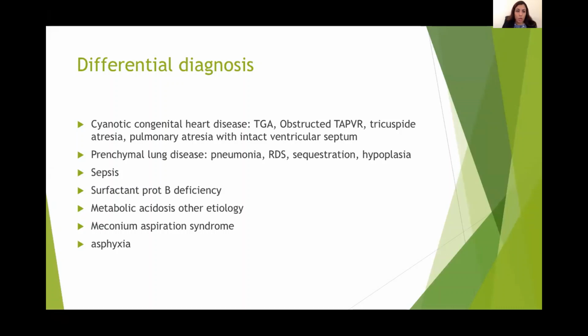We have to rule out sepsis. We will keep in mind if it's not a surfactant protein B deficiency, if the baby is not responding to any treatment. We have to think about all the other reasons of acidosis, metabolic or respiratory causes. The meconium aspiration syndrome, in general, we have an evident history, as well as the asphyxia.